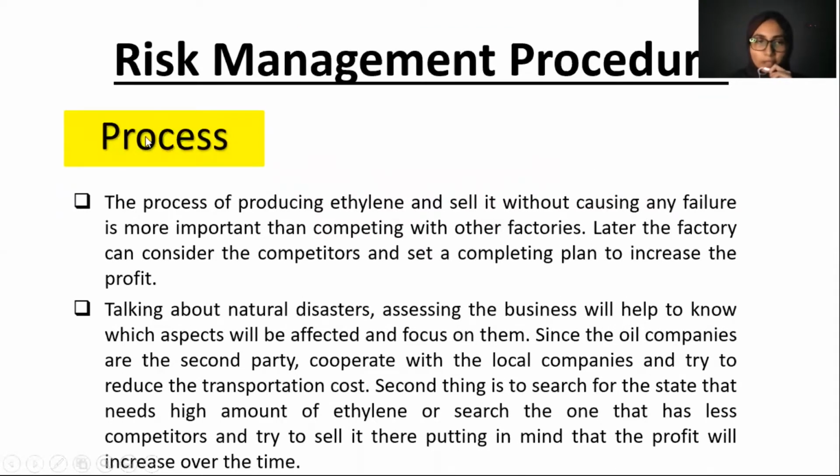The first one is process. The process of producing ethylene and selling it without causing any spill is more important than competing with other companies. So we need to improve our company first, and then consider the competitor and set a competing plan to increase the profit. Talking about natural disaster, assessing the business will help to know which aspects will be affected and focus on them. For example, because we have a low profit, we can reduce the transportation cost, and also search for the state that needs high amounts of ethylene, or search for the one that has fewer competitors, and sell it. By that time we can improve and overcome our loss.